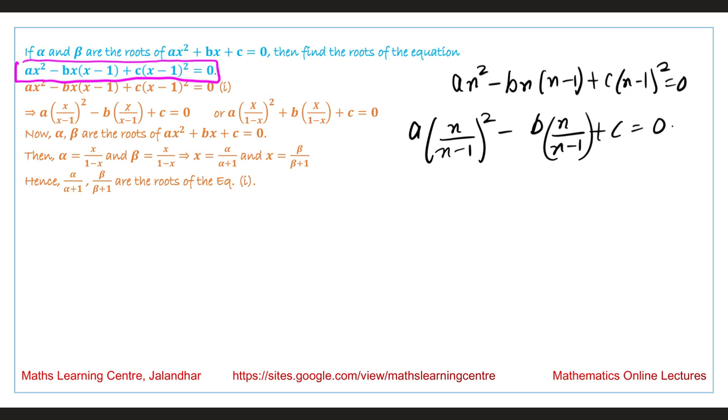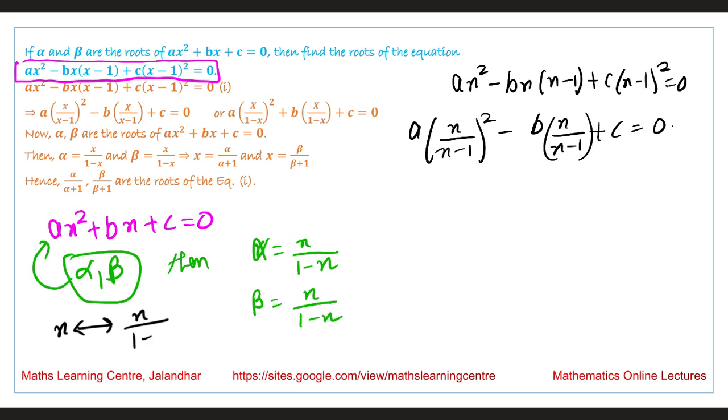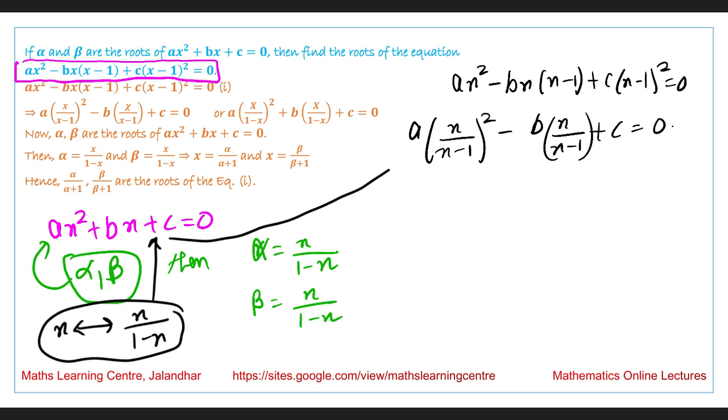Now if we consider a quadratic equation, say ax square plus bx plus c is equal to 0, and we say that alpha and beta are the roots of this equation, then if we substitute alpha is equal to x over 1 minus x, beta is equal to x over 1 minus x. So if we use this transformation, if we replace x with x over 1 minus x in this equation, it will be transformed to this form.